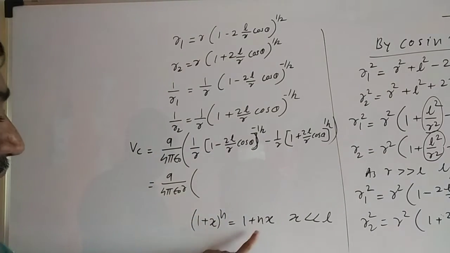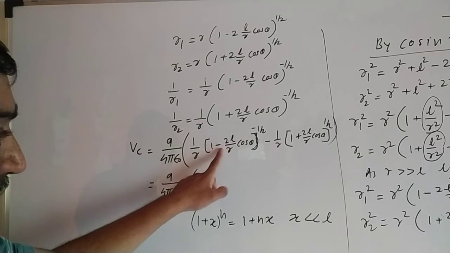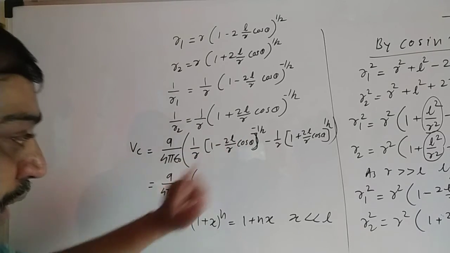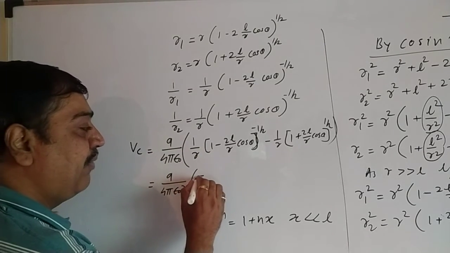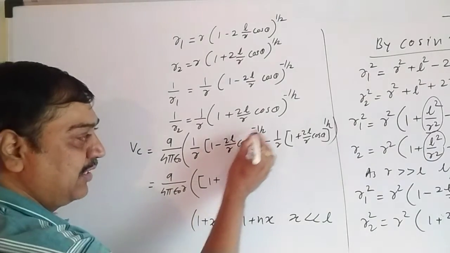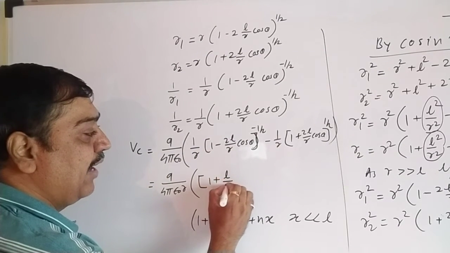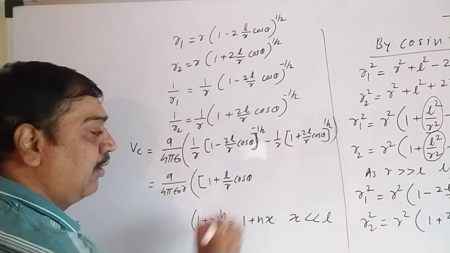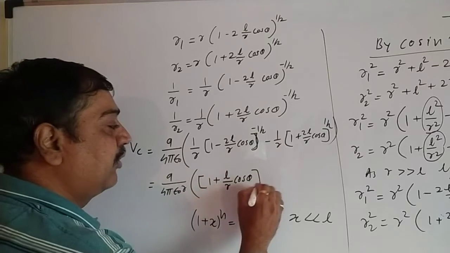In this case, what is n in our case? Minus 1 by 2. If it comes here minus 1 by 2, minus becomes plus, 2 gets cancelled out. So what we can write? 1 by R we have already taken. What we get in the first box? 1 plus minus 1 by 2 comes, 2 gets cancelled out, L divided by R cos theta. 1 plus L by R cos theta. This is the first bracket.